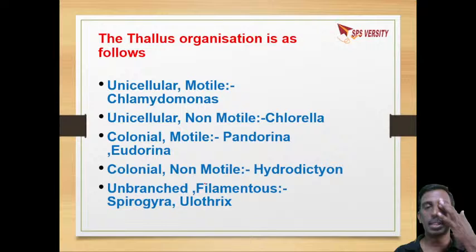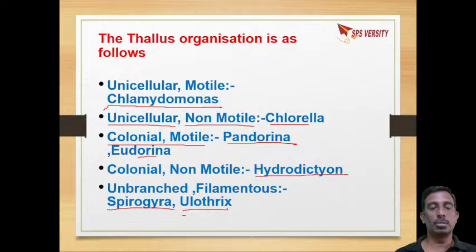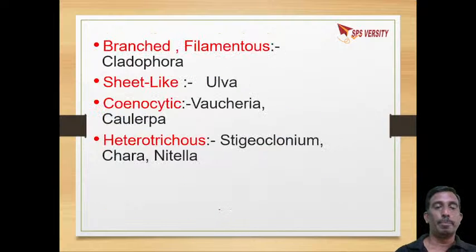In green algae there are differences in thallus organization. Unicellular motile forms like Chlamydomonas, which is unicellular and motile. Unicellular non-motile, which cannot move, Chlorella. Colonial motile: Eudorina, Pandorina. Colonial non-motile: Hydrodictyon. Unbranched filamentous: Spirogyra, Ulothrix. Branched filamentous: Cladophora. Sheet-like: Ulva.